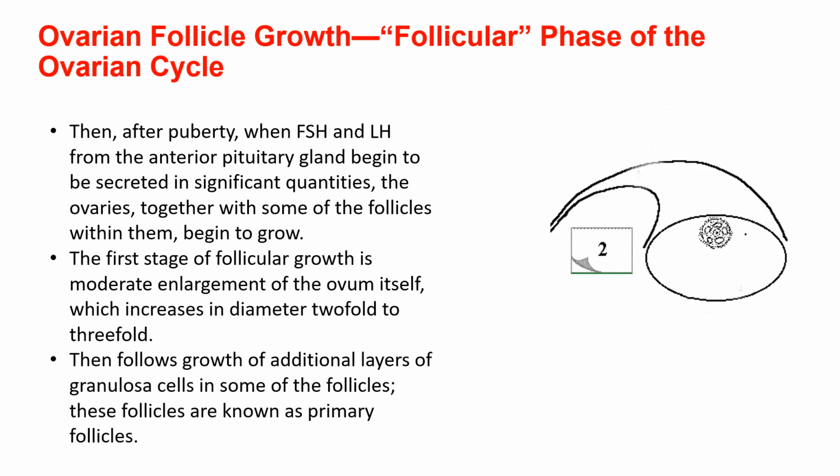Then, after puberty, when FSH and LH from the anterior pituitary gland begin to be secreted in significant quantities, the ovaries, together with some of the follicles within them, begin to grow. The first stage of follicular growth is moderate enlargement of the ovum itself, which increases in diameter twofold to threefold. Then follows growth of additional layers of granulosa cells in some of the follicles. These follicles are known as primary follicles.